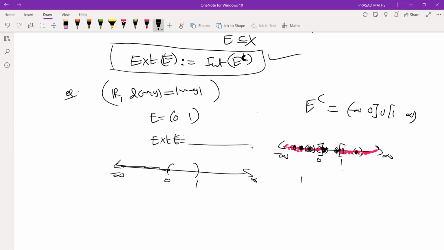So what are the interior points of the complement? Open (-∞, 0) and open (1, ∞). What is this? The exterior of A. Is it clear?